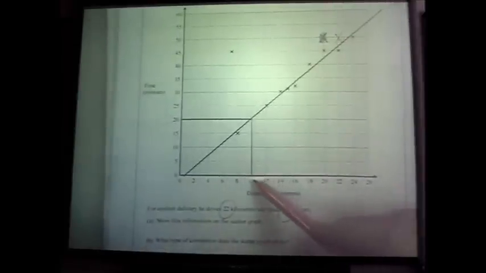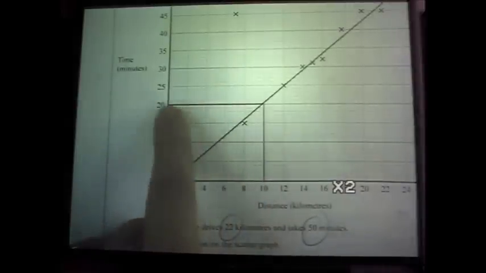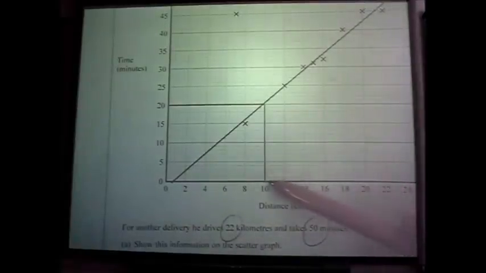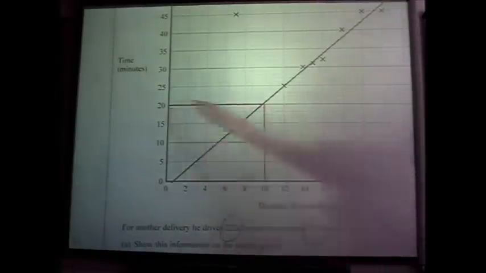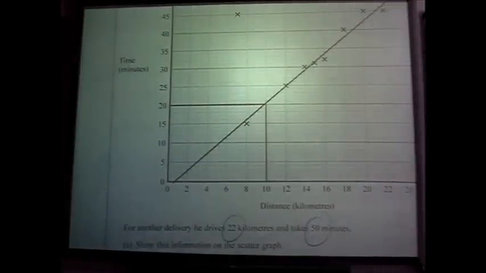On the other side, it says the driver has to drive a distance of 10 kilometres for his next delivery. Estimate the time taken. So do what I've done here. You go to 10 kilometres, you draw up, hit your line of best fit, and you come across. You must draw the line of best fit, and you must draw this line and this line on it. If you do not, you will not get the full marks for it, so make sure you do that.